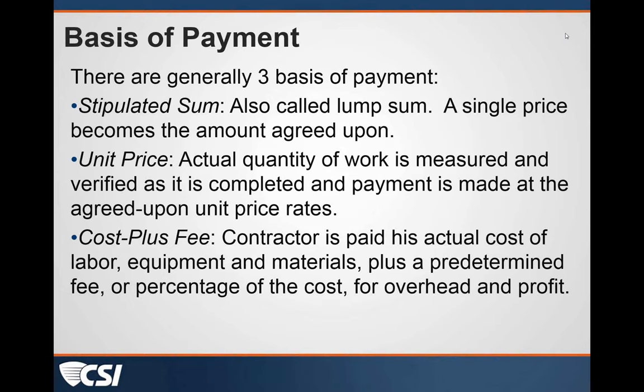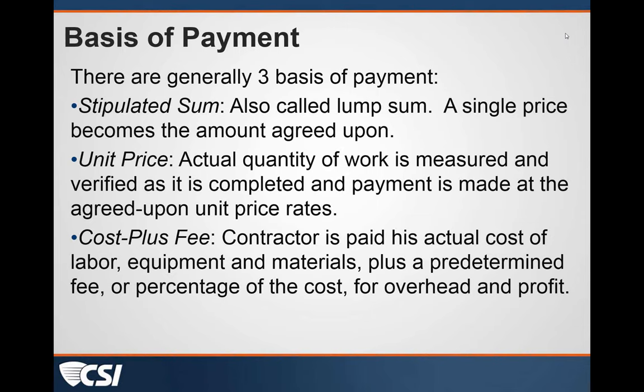Unit price is where the actual quantity of the work is measured, and the price is based upon an agreed upon unit price rate. That's probably more common to civil engineering type projects where the quantities can be measured upon completion, but may not be able to be determined at the time of entering into the construction contract.